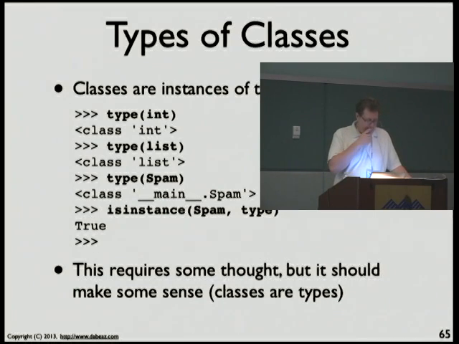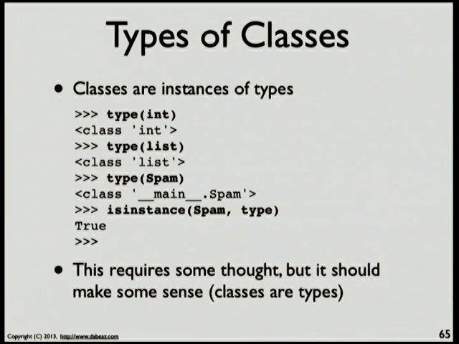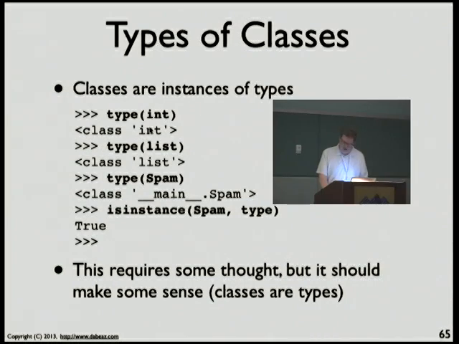Now, here is where things get a little bit weird. Actually, I have a little bit of a typo in the slide here. I'm noticing this. Basically, the types of classes are all instances of types.